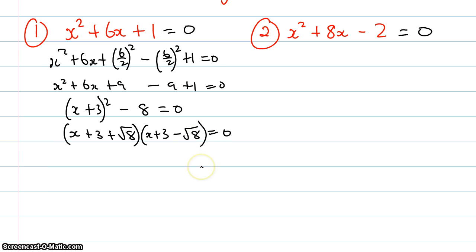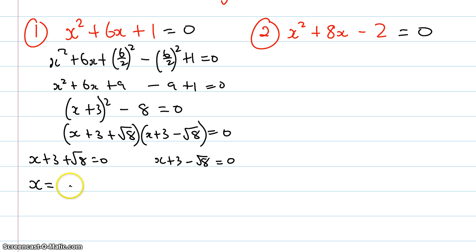Okay. Now, I think you've done all of that in the past. Now I need to actually solve this equation. I need to use the null factor law, and it's exactly the same as what we were doing before. There's just a little extra component in here. So x plus 3 plus root 8 equals 0, and x plus 3 minus root 8 is equal to 0. So now I'm going to move the plus 3 and the root 8 to the other side, so x equals negative 3 minus root 8, and x equals negative 3 plus root 8.